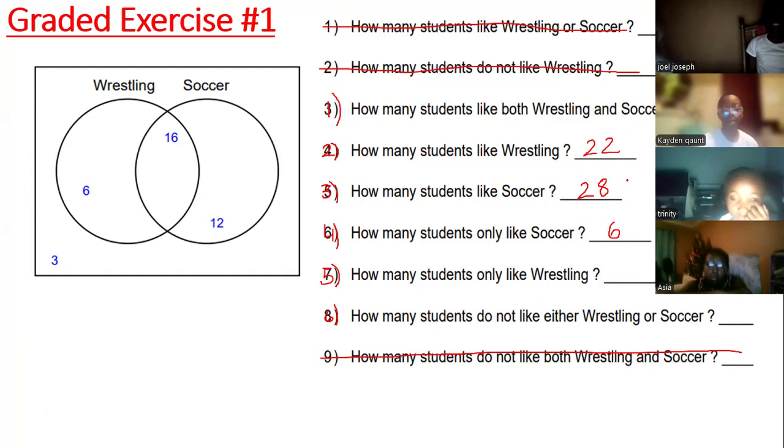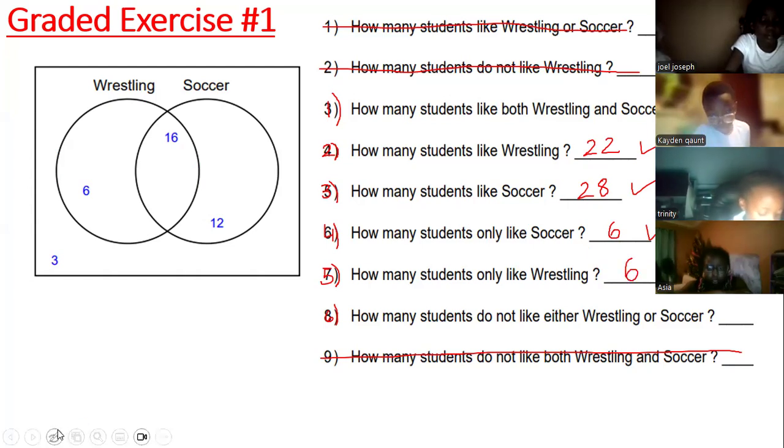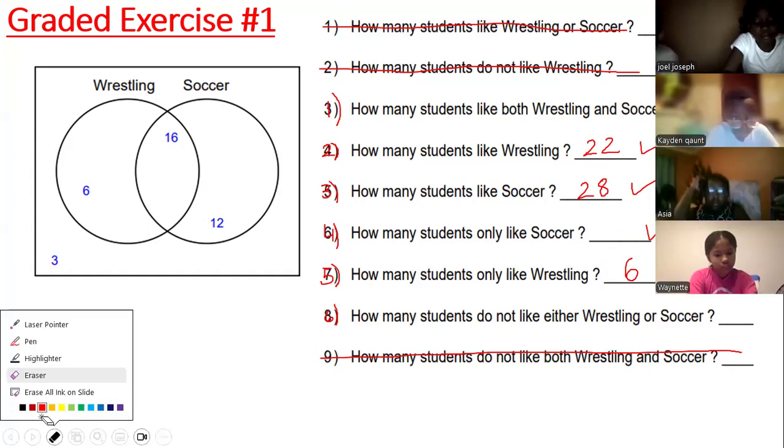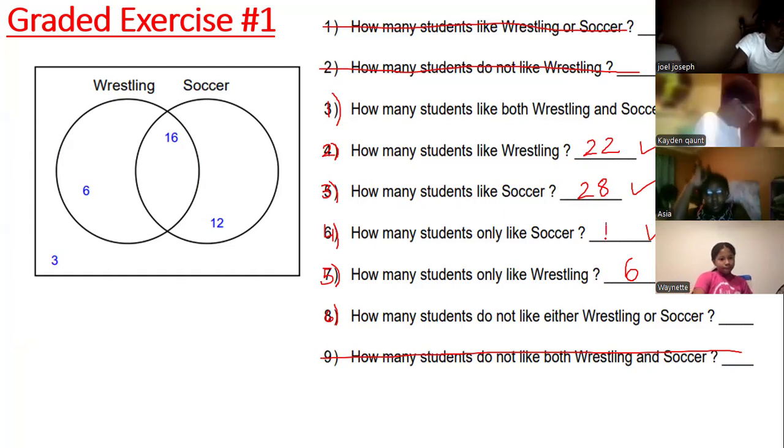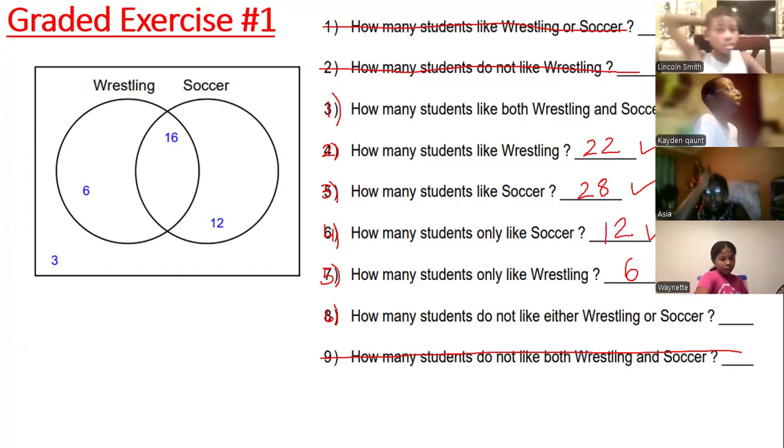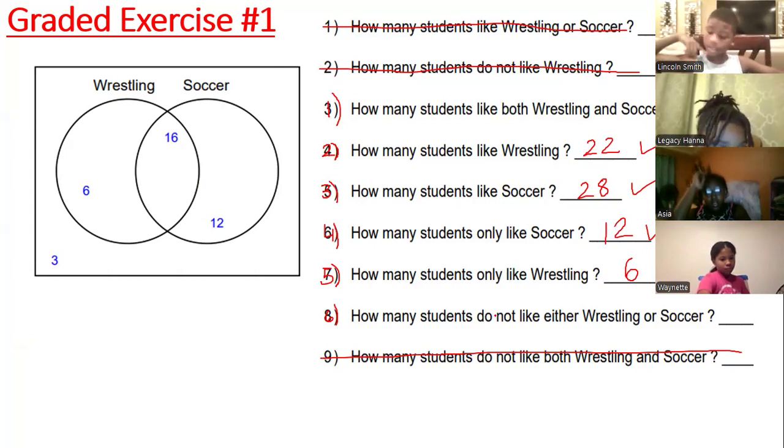What we have for number 5? 6. Miss Petite, how many students only like wrestling? 6. Wait, soccer is supposed to be 12, right? Yes, sir. Soccer is 12. Excuse me, Miss Petite. Go ahead. I mixed the questions a little. Oh, I see.